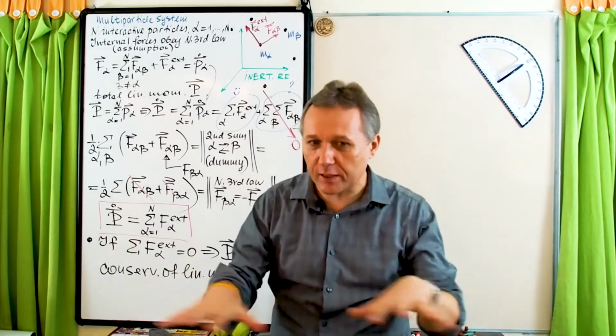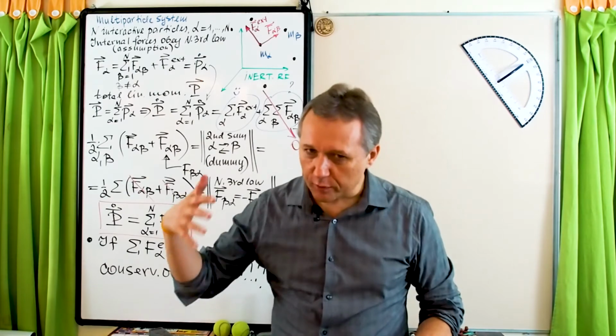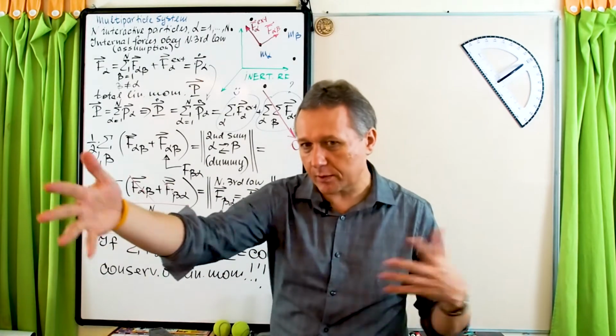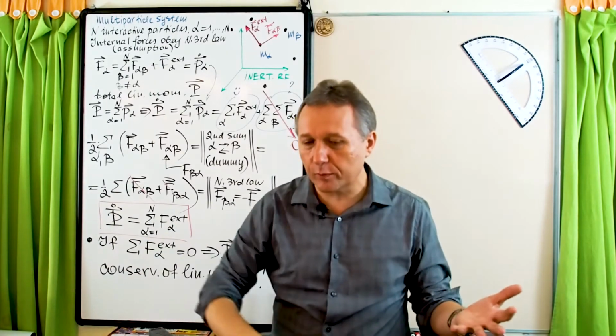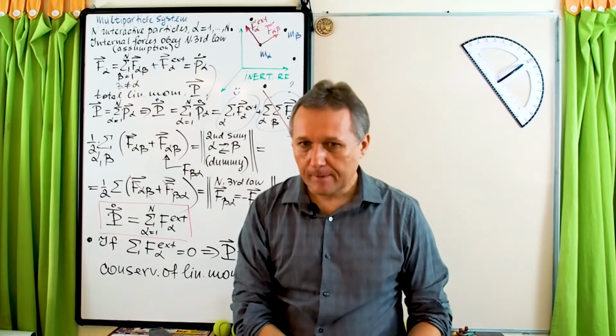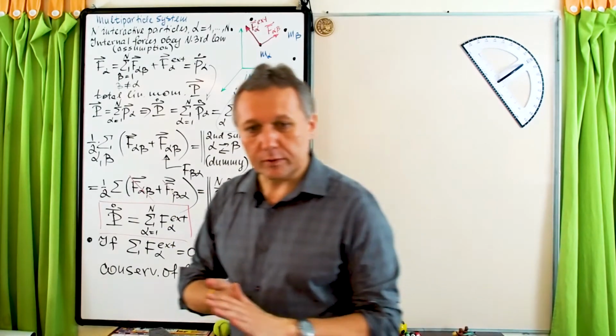This is some foundation, basically the alphabet. Linear momentum is conserved because the net external force in a certain direction is 0. For example, linear momentum in the x direction is conserved because the net external force in that direction is 0, or in the y direction, right? That's something fundamental which everyone, of course, should remember and be aware of.